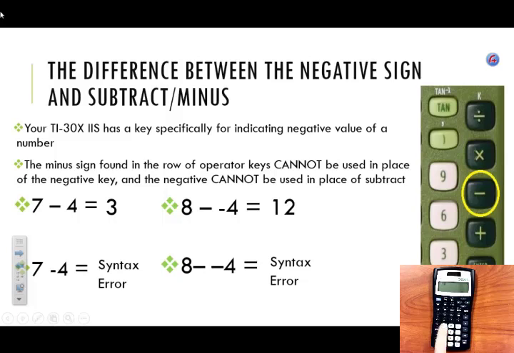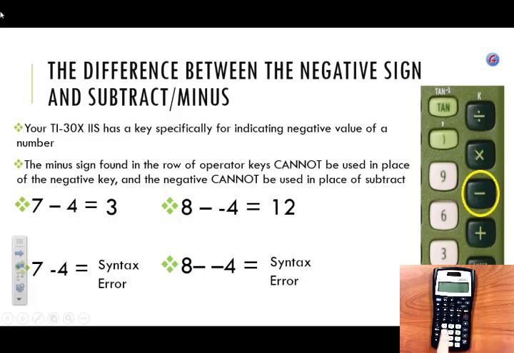First, we'll do 7 minus 4. And notice we used the key over here. The picture on your slide shows a green calculator, but it's the exact same model of calculator. So our subtract is here. That's the button that we used. And you get the answer 3. 7 minus 4 is 3.